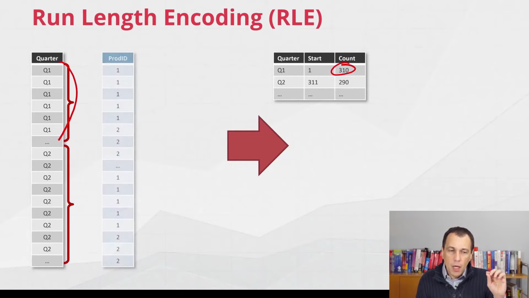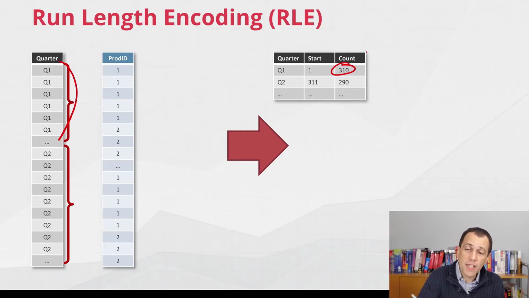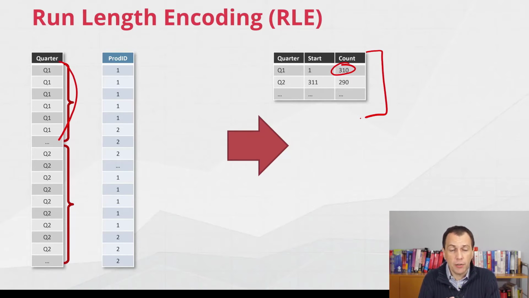Now, the ideal storage for run length encoding is if we sort the entire table by the column quarter. If we do that, we will have only 4 rows here in this table of the run length encoding. But if you think for a moment, if we sort the entire table by quarter, we cannot also obtain the optimal sort order in another column.